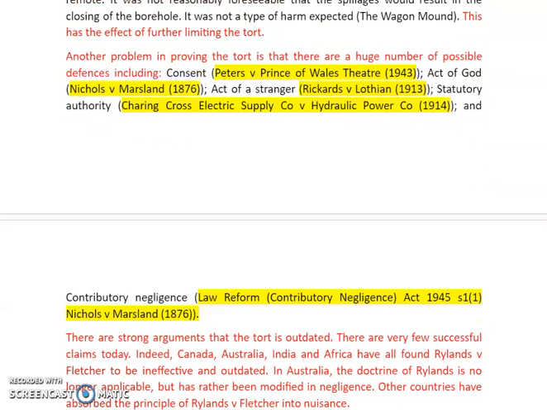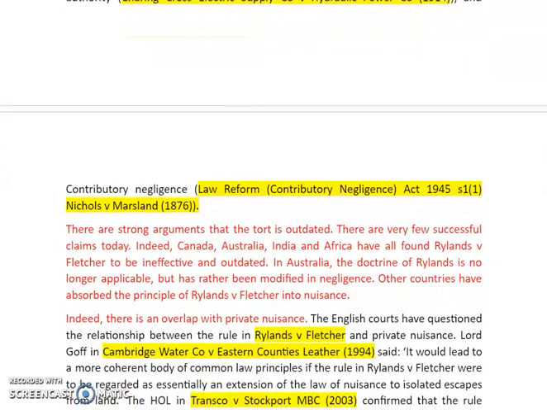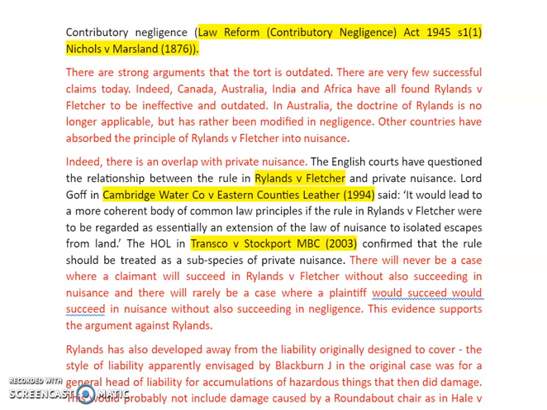And another problem in proving the tort is that there are a huge number of defences. And you could start to list some of these, such as consent, act of God, act of a stranger, statutory authority, contributory negligence, and do use, as I have, cases to support the points that you're making there. Notice I haven't explained everything that's happened in all of these cases. They're simply there to support the rule that I've outlined. So the fact that there are a huge number of possible defences, again, illustrates the problems that we have with the tort and its unpredictability.